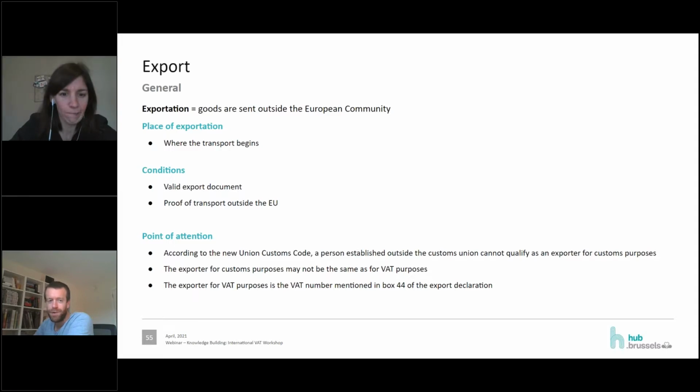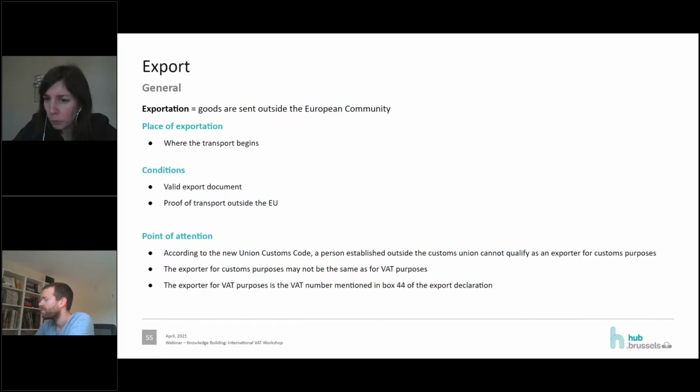So the export, again, a few words. It's just the fact that you're supplying goods from Belgium to another EU country. Again, the mirror of importation. So goods are just sent outside the European community. The place of exportation is the place where the transport begins. It's a transaction that will be exempt from VAT in Belgium.